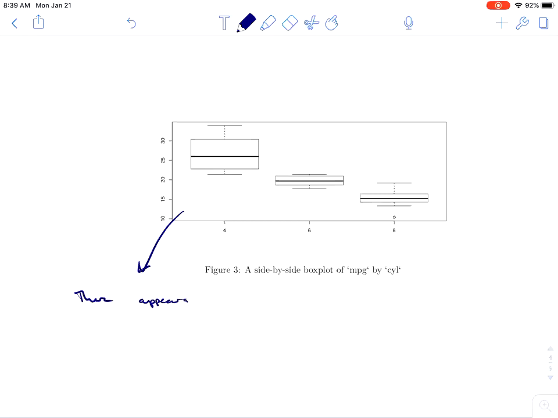There appears to be a difference in miles per gallon across the 4, 6, and 8-cylinder groups.